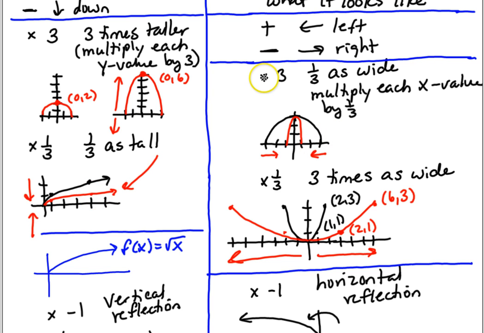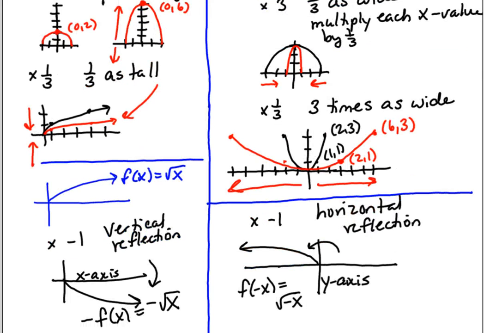Okay. Multiplying inside the function does the opposite of what you think. So you multiply by 3, it's 1/3 as wide. So if it went out to 3, now it's only going to go out 1 away from the y-axis. 1/3 means it's 3 times as wide. So if I have the point 2, 3, it becomes 6, 3. And -2, 3 becomes -6, 3. 1, 1 should become 3, 1. I wrote 2, 1, that's supposed to be a 3 there. Darn it. Printed notes will be slightly wrong there. I probably ought to change that.